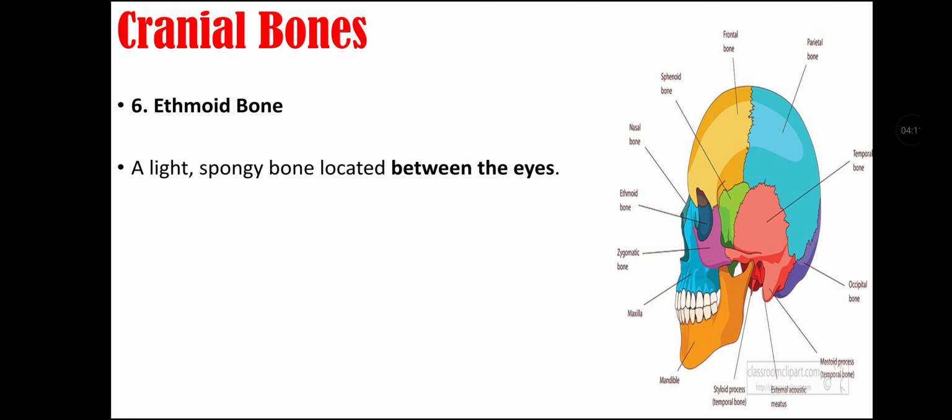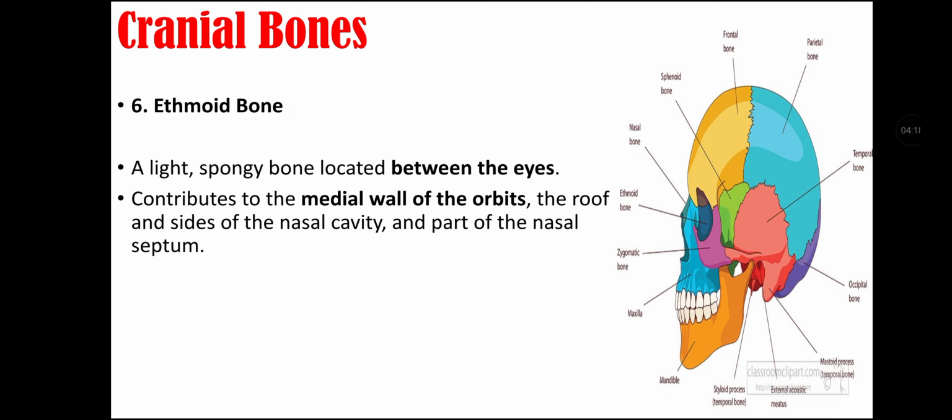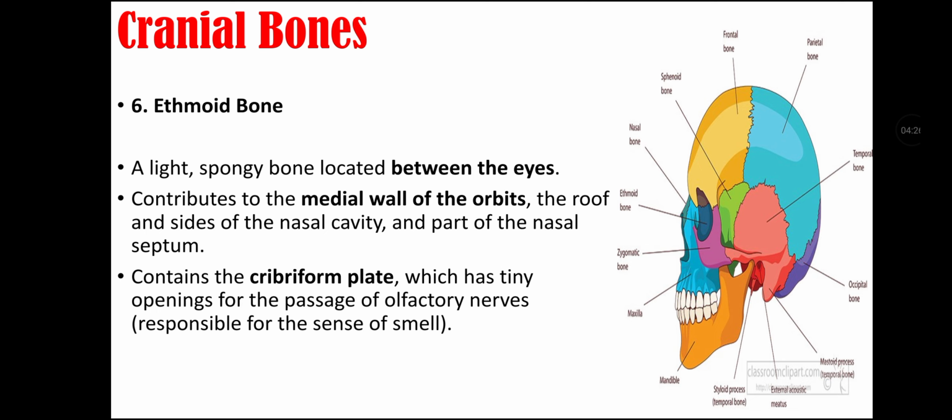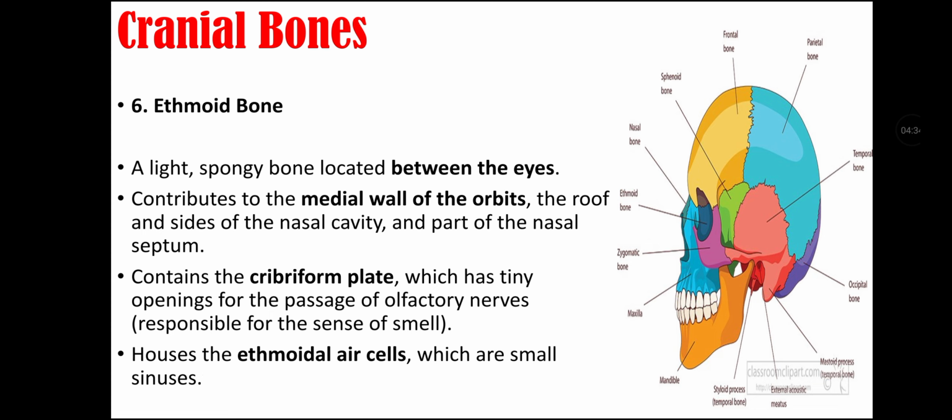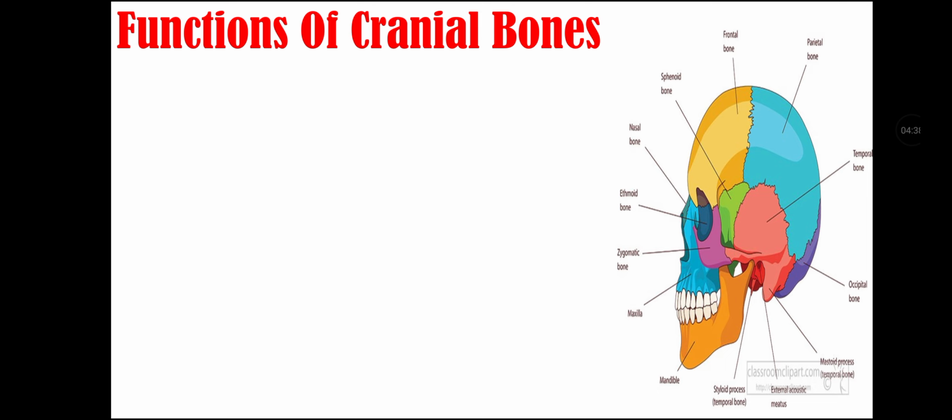Next cranial bone we have is ethmoid bone, that is a light spongy bone that is located between the eyes. It contributes to the medial wall of orbits, the roof of and sides of nasal cavity, and also to the part of nasal septum. It contains cribriform plate which has tiny opening for passage of olfactory nerve that is responsible for the sense of smell. It houses the ethmoidal air cells which are small sinuses.